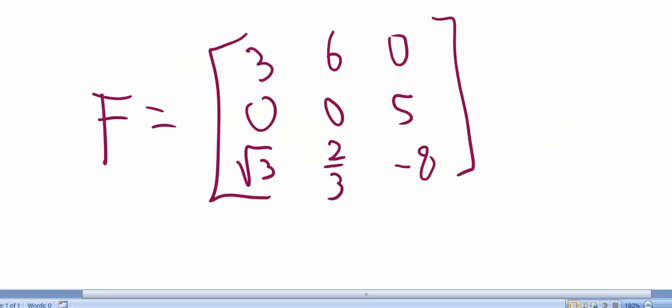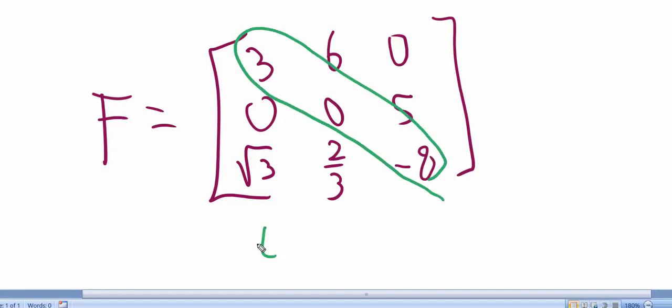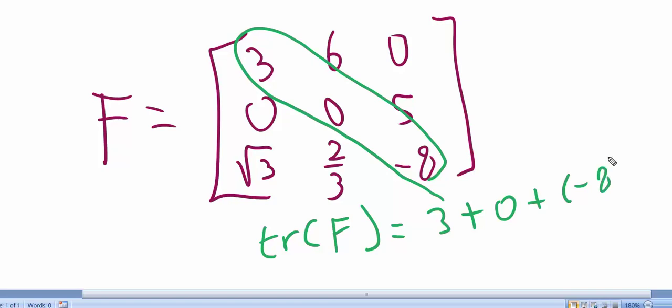Here is matrix F. This is also a square matrix. It's a 3 by 3 matrix. Same number of rows, same number of columns. Again, we look at the main diagonal, and we only do this for square matrices. The trace of F would be 3 plus 0 plus a negative 8. And so the trace of F is going to be a negative 5.